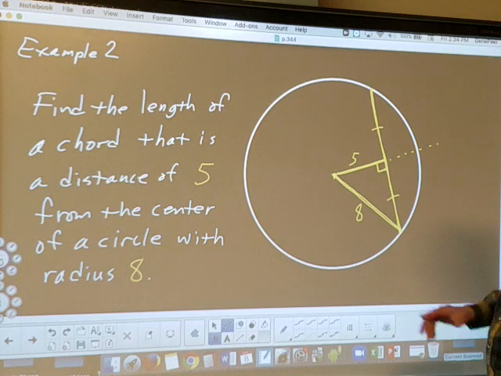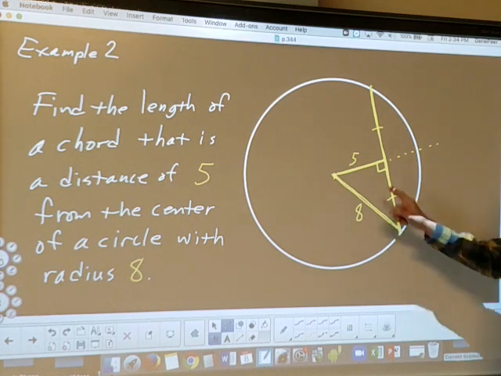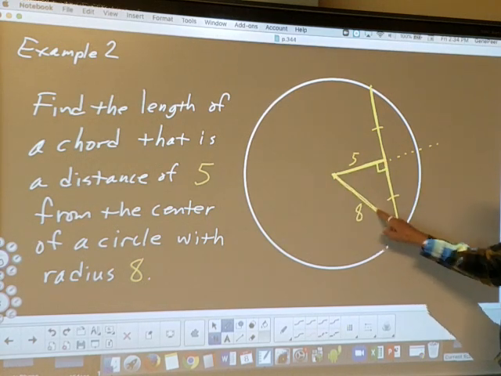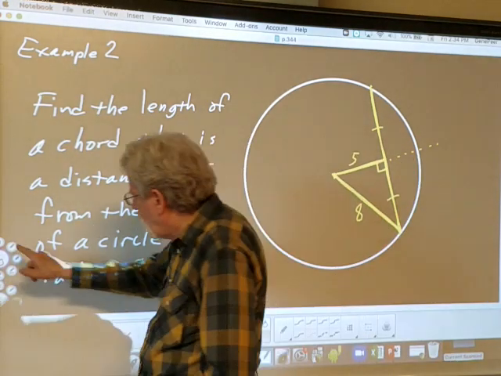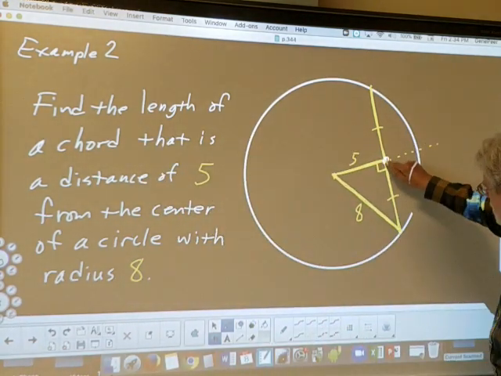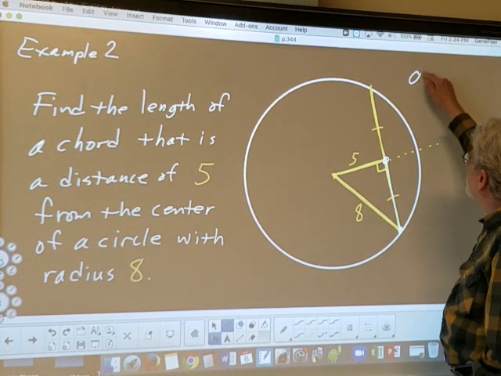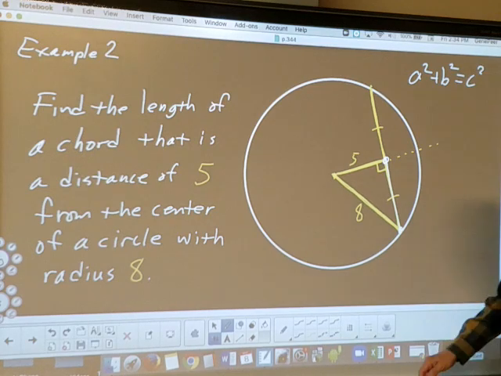So now we want to find the length of this chord. If this is 5, because we're told so, and the radius is 8, because we're told so, how are we going to find this white piece here? Haha, yes, it's never going away. A squared plus b squared equals c squared, Pythagorean theorem.